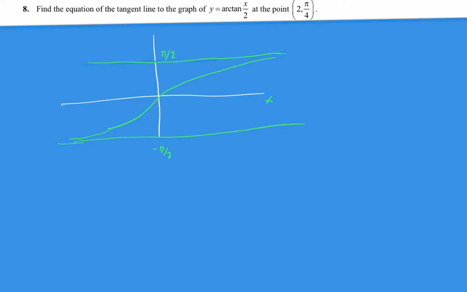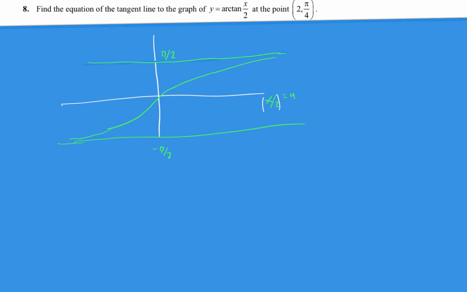But it will be a stretch, a little bit more stretch of the graph. So let's call this variable x divided by 2, u. So this is the graph of arctangent of x divided by 2, if you take the x-axis to be x divided by 2. Okay, this is the graph.